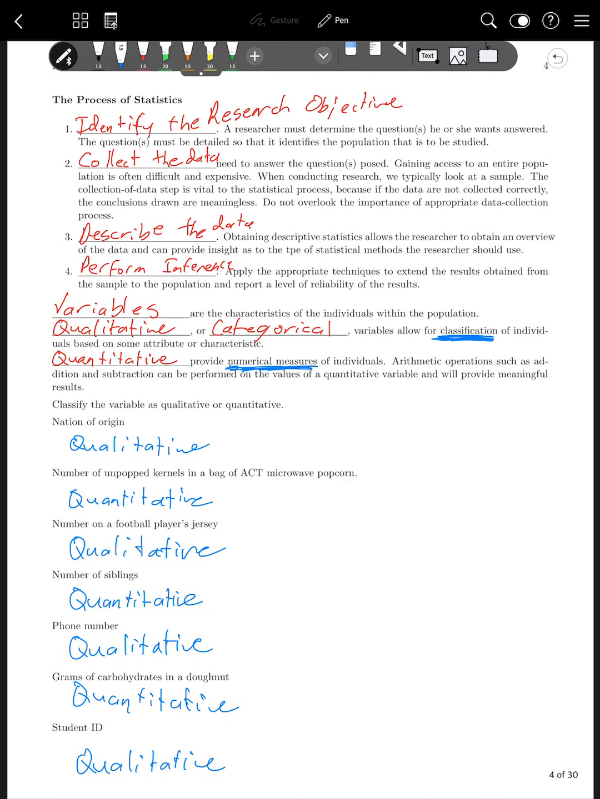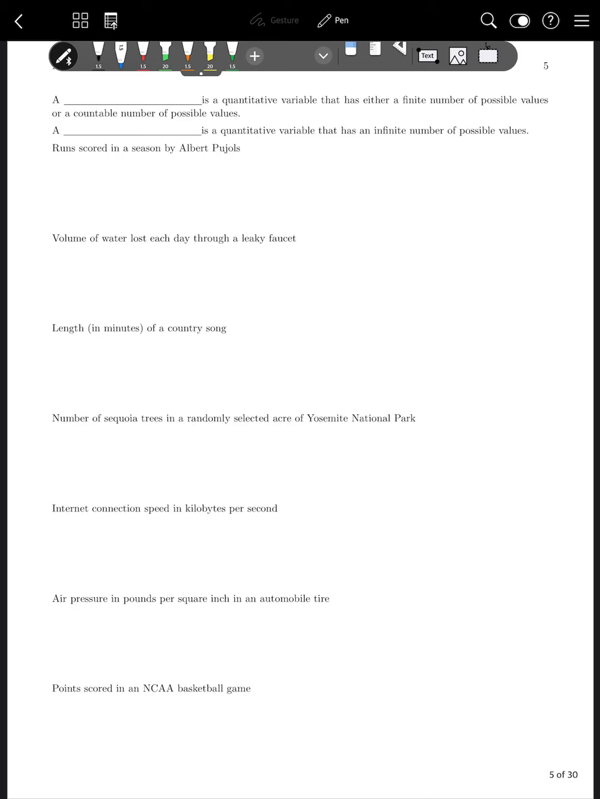Okay, so those are the 2 big types of variables. Then inside of quantitative, there are 2 subgroups of types of variables. So quantitative variables can be one of 2 types. They can be discrete or they can be continuous. So discrete variables, quantitative variables, either have a finite number of possible values, or they are countable. Okay, so that's the important word there. You count them. So we count discrete variables.